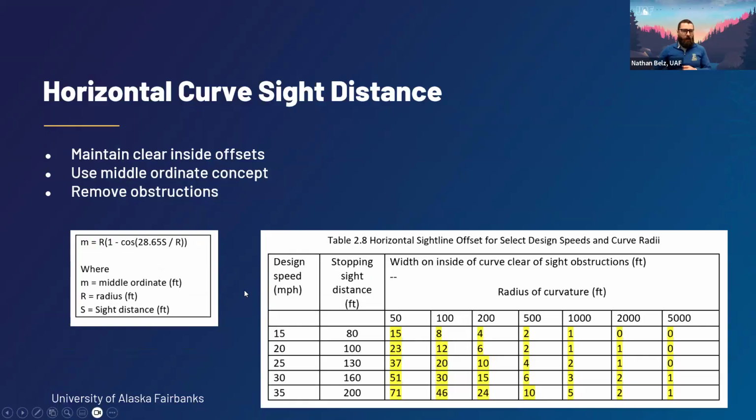And then also providing some guidance on the horizontal sightline offset. So essentially how far one needs to clear off the inside of the radius or the horizontal curve in order to maintain stopping sight distance. So you're going to remove any obstructions that are in effect impeding sight distance on the inside of that curve.